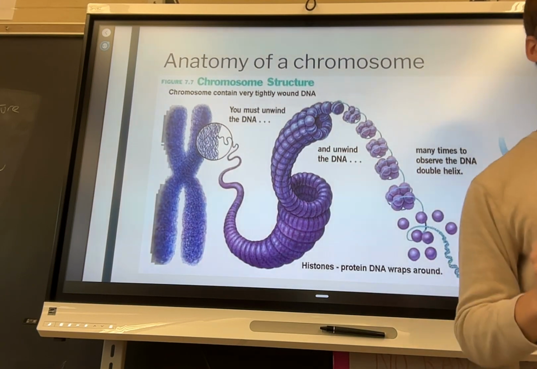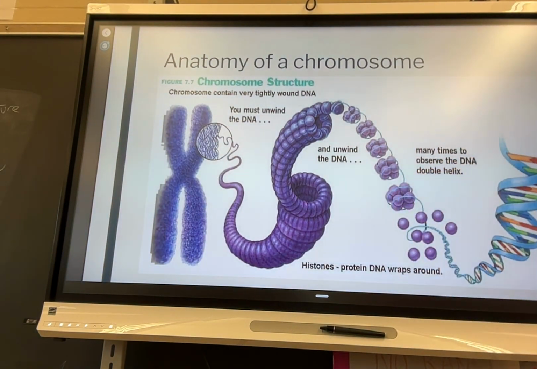But before we talk about the actual splitting of the cell, we need to talk about how we're going to organize our chromosomes. Chromosomes are the condensed version of DNA. They are wrapped tightly around these little proteins called histones, and these histones are going to kind of coil it up.